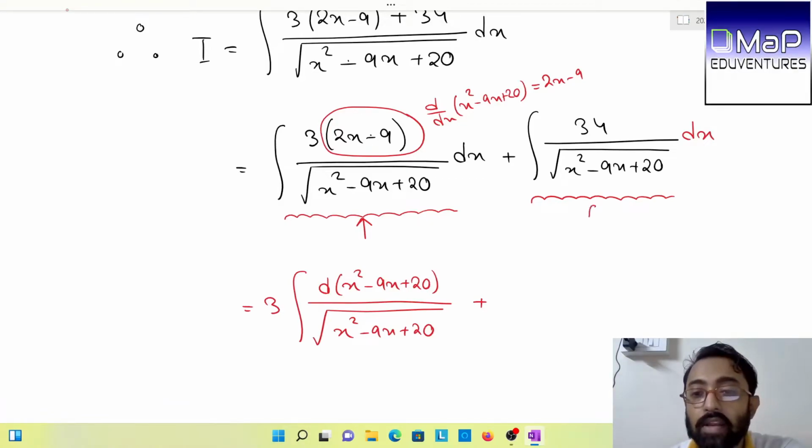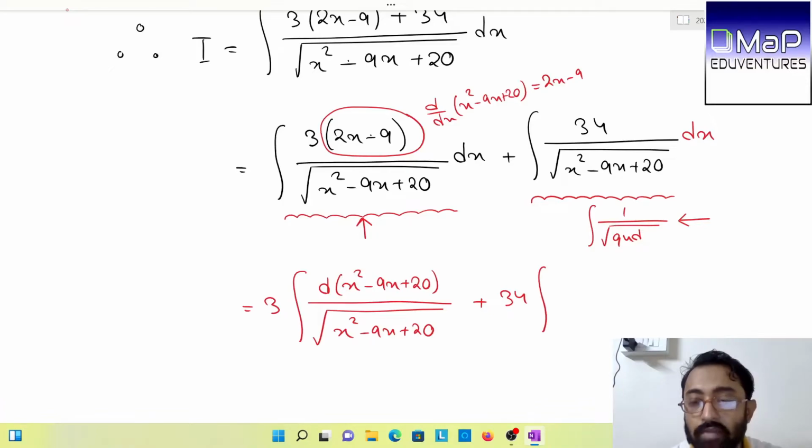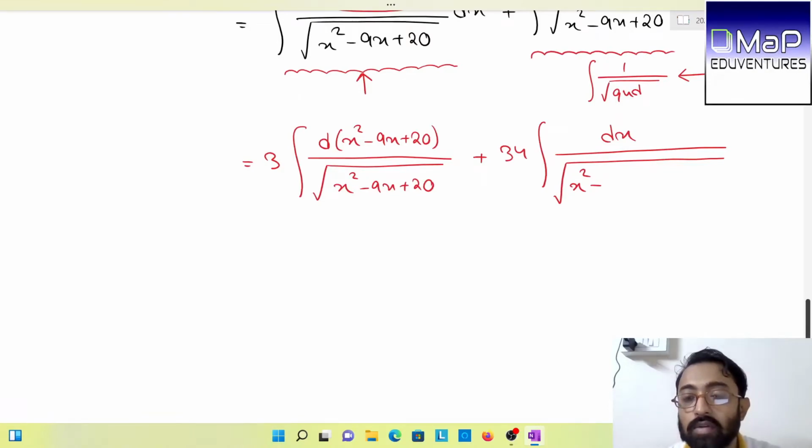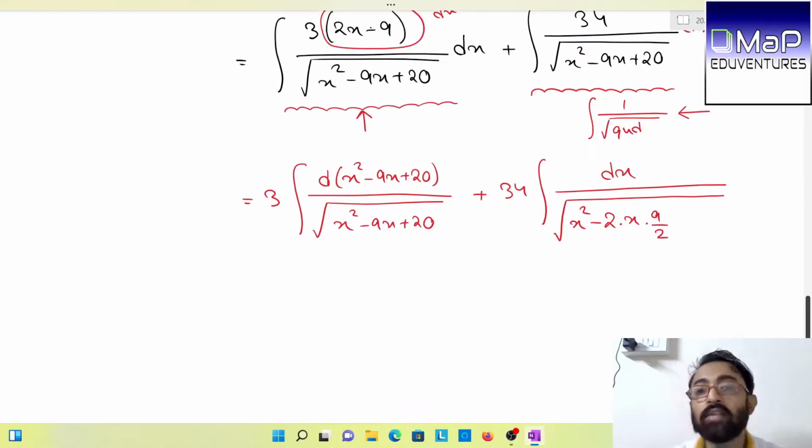Here we get the integration of 1 by under root of a quadratic form, and we know in this case we have to use completing the square again. Okay, so in the second part I take 34 outside, dx divided by under root, now start completing the square, so x square minus 2 times x into 9 by 2, so that you get 9x from the previous part. So minus, because we have minus 9x.